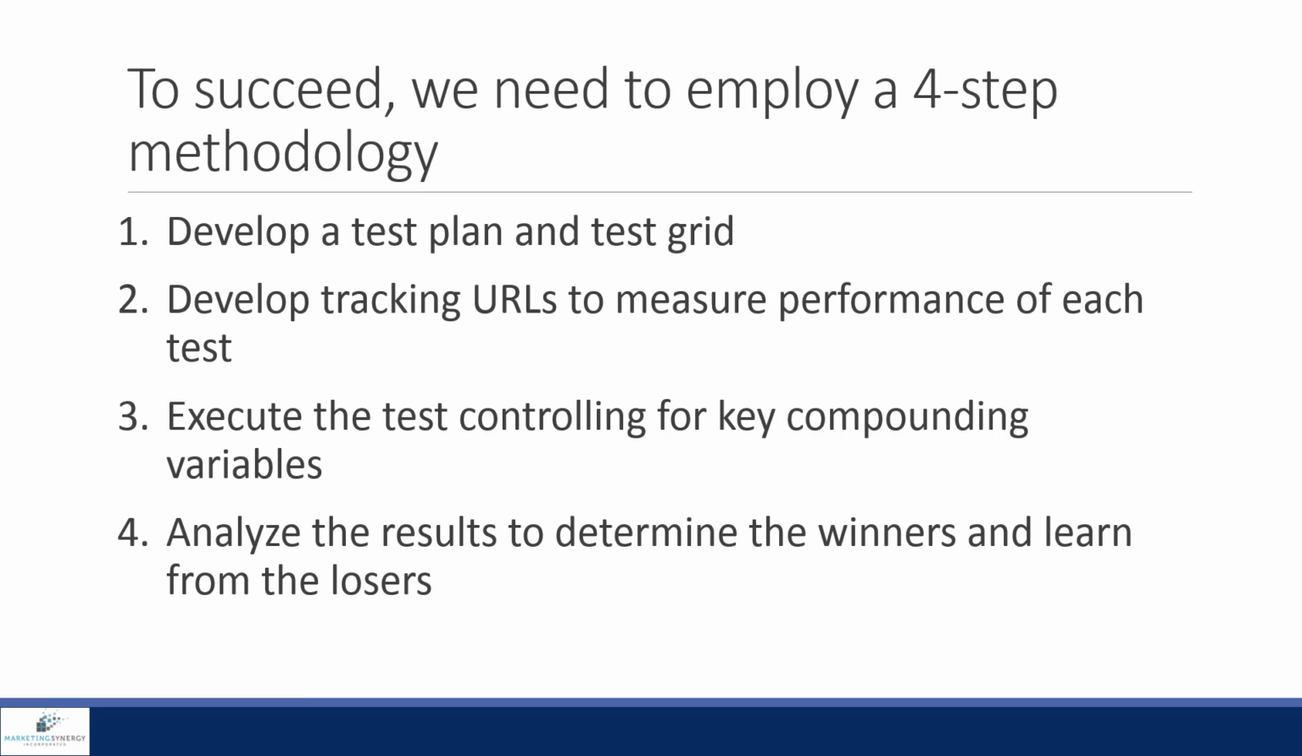And so to succeed, as you recall, our 4-step methodology, we needed to develop a test plan in the grid. You've done that. We needed to develop the tracking URLs to measure performance. You've done that. Now we need to execute the test. So we're going to take the information that we have in our Excel spreadsheet, and now we'll begin to use it to see what the differences are.